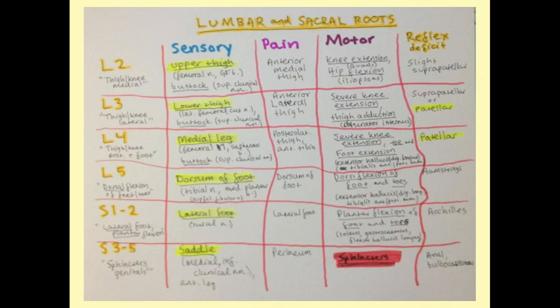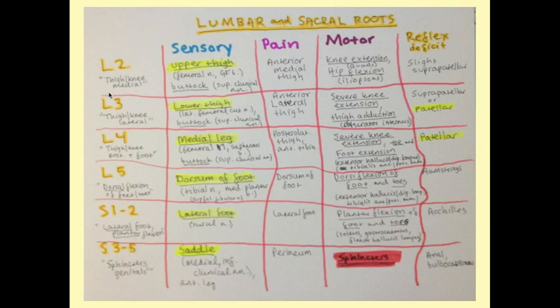So L2 in general tends to operate the thigh and knee medially. L3 tends to operate the thigh and knee laterally. L4 tends to operate the thigh and knee posteriorly, and then the foot as well. L5 takes care of dorsiflexion of the feet and toes. S1 through S2 takes care of the lateral foot and plantar flexion. Remember, plantar flexion is like standing on your tippy toes. And S3 through S5 takes care of the sphincters and the genitals.